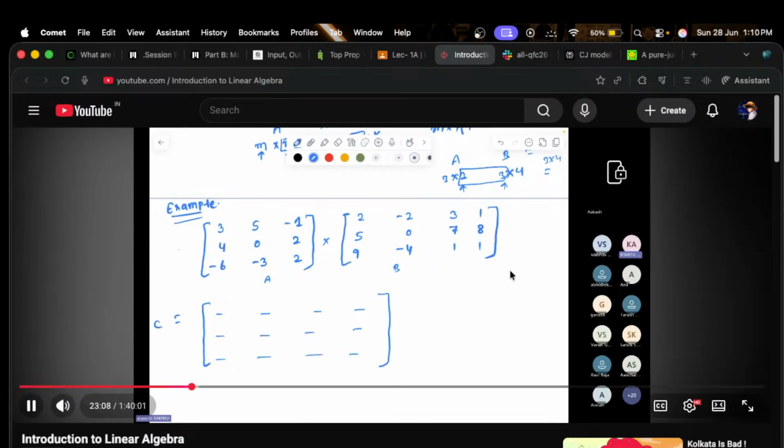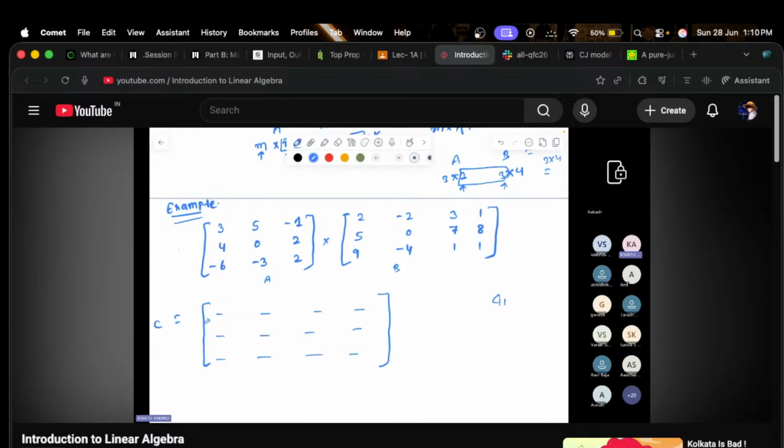So which element is it? Is it C11, right? This one is C12, right? Yes. To get C11, we multiply first row of this matrix and first column of this matrix, okay? So what we do, we add it correspondingly. So 3 will be multiplied with 2, so 3 into 2, plus 5 will be multiplied with 5, plus minus 1 will be multiplied with 9. And that value will be here. So 3 into 2 is 6, 5 into 5 is 25, minus 9. So it will be 22, right? So that value will be 22.